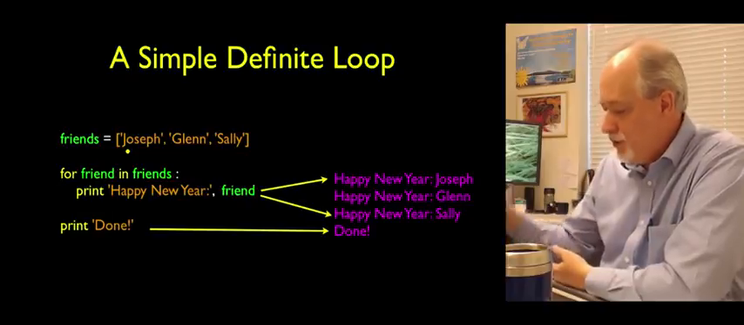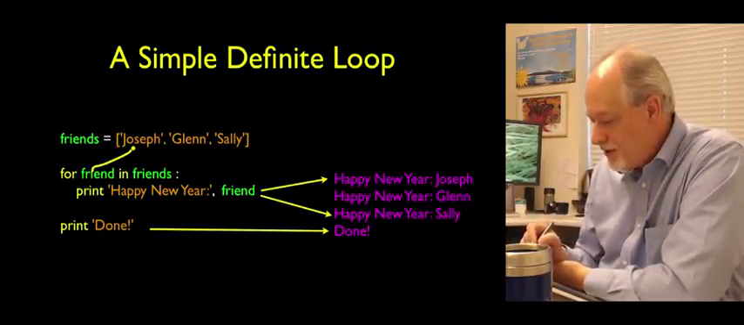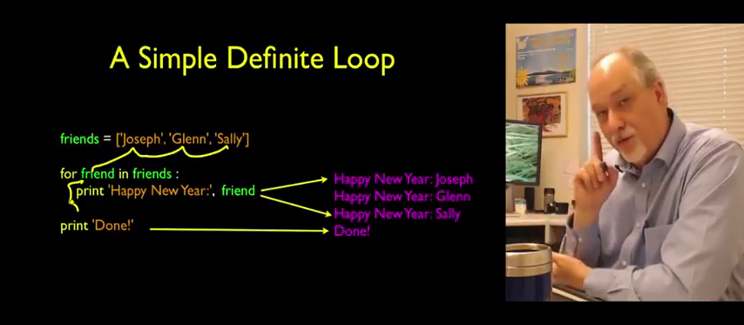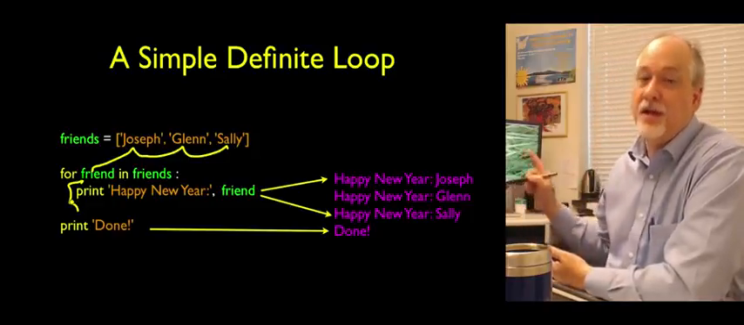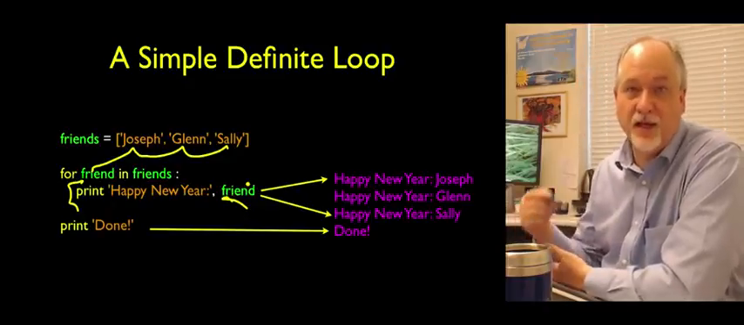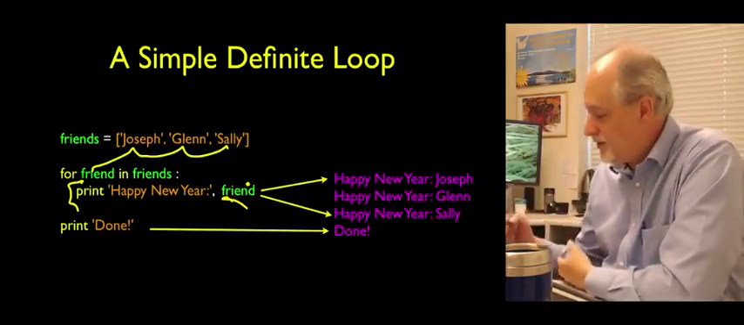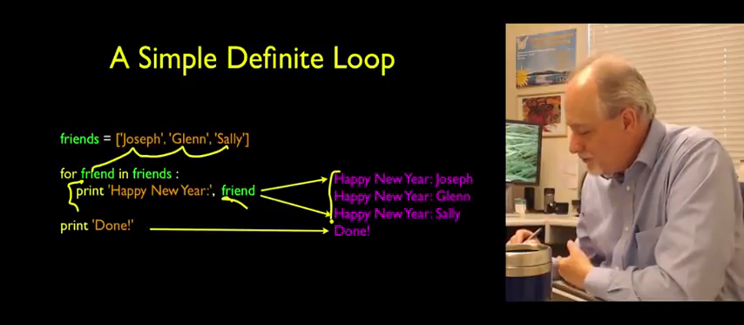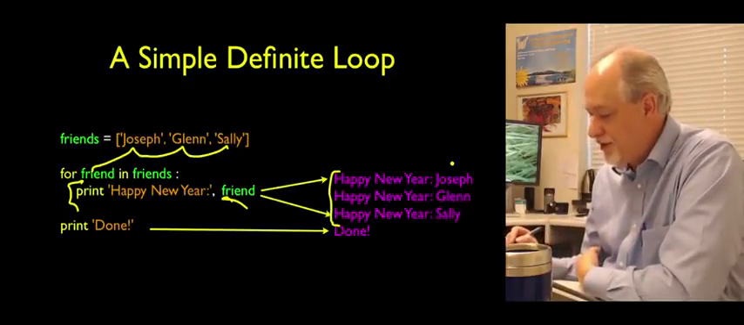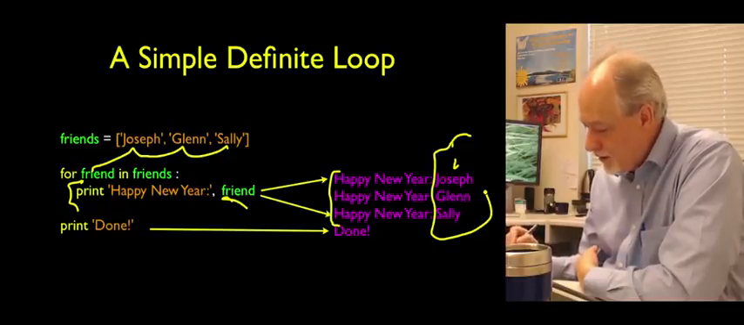What it's really going to do is friend is going to take on the successive values, Joseph, Glenn, and Sally, and this little block of code is going to run once for each of those 3 items in the set, and the variable friend is going to take on the successive values of that set. So out of this comes 3 lines of printout. Happy New Year, Joseph. Happy New Year, Glenn. Happy New Year, Sally.